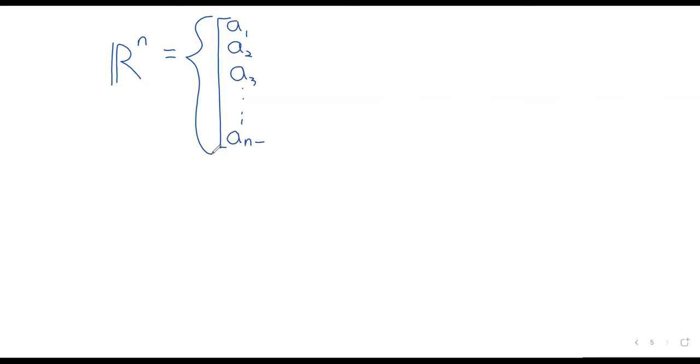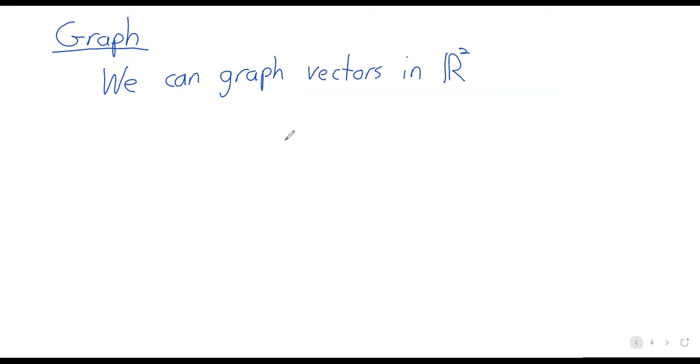That have n entries. So vectors in R2 have two entries. They look like that. And the reason we can graph vectors in R2 is that a vector in R2 is essentially an ordered pair, A first, B second. And if we have an ordered pair of numbers, there's already a way that we visualize those graphically.